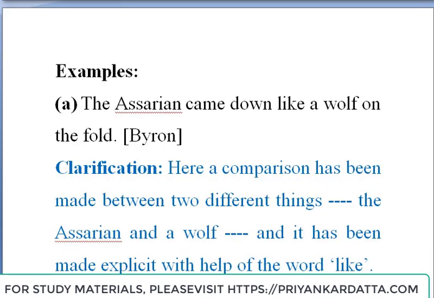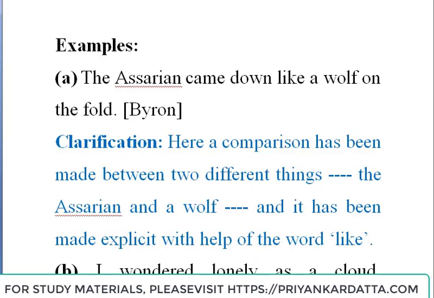Now, we shall look at two examples of simile. The first example is from a poem of Byron. The expression is, the Assyrian came down like a wolf on the fold. Now, if we are to clarify the use of simile in this expression, we have to write in this way. Here a comparison has been made between two different things. Then we have to point out the different things. The first thing is the Assyrian and the second thing is the wolf. And we shall also have to add with it that it has been made explicit with the help of the word like. That is, we have to point out how the comparison has been made explicit.